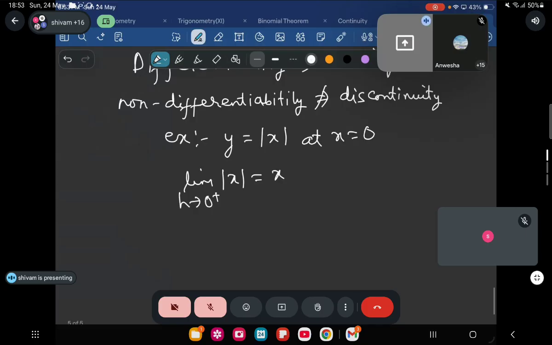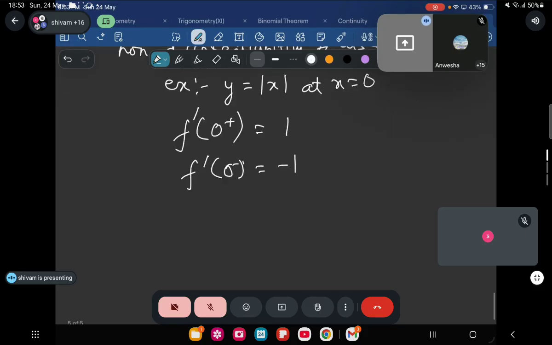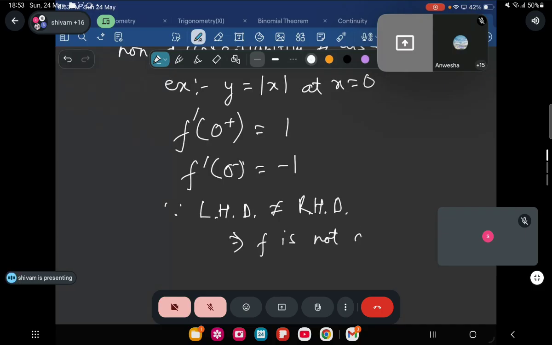We have to check the derivability, right? So f dash at 0 plus, we need to find out f dash at 0 plus, will be equal to, what is f dash x at 0 plus? 1. At 0 plus, mod will open with a positive sign, x. Next, f dash at 0 minus will be equal to minus 1. So they are unequal. Since left hand differentiability is not equal to right hand differentiability, this implies f is not derivable.